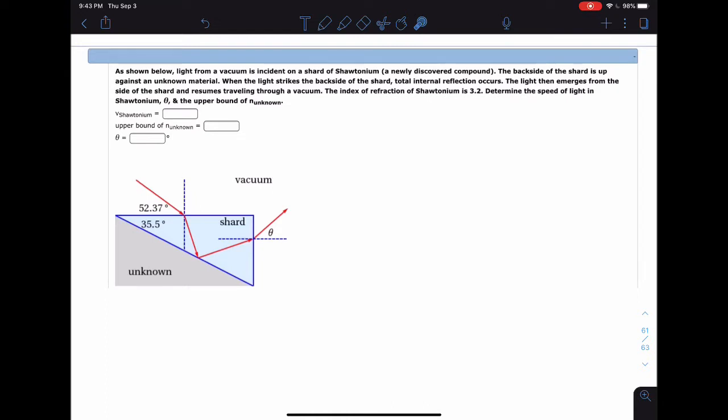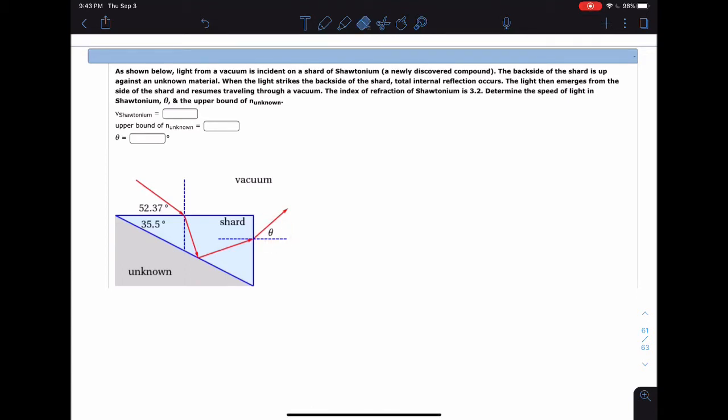Now, I want to go through this problem. I'm not going to solve it fully, but I want to talk about how to solve it, what the approach is. And I'm going to focus on these two bottom parts here, determining the upper bound of the unknown index of refraction and theta, which is way over here.